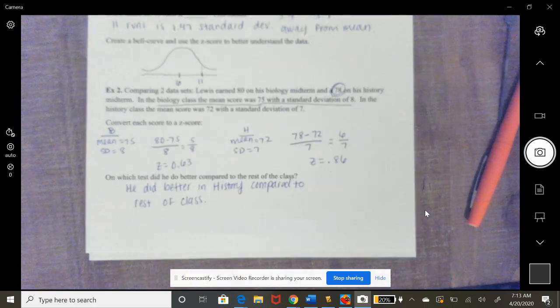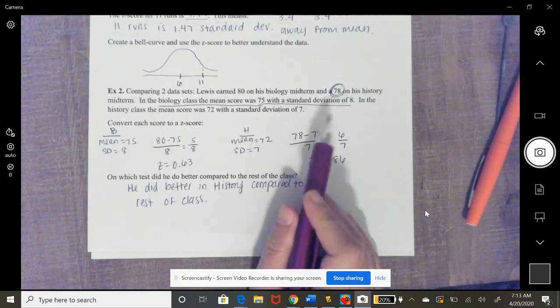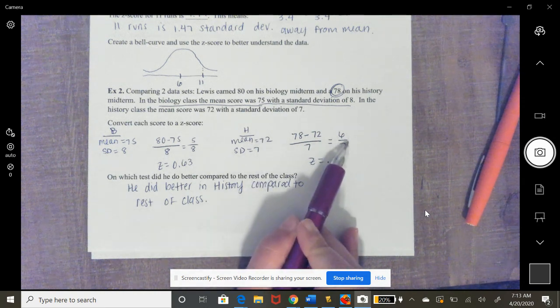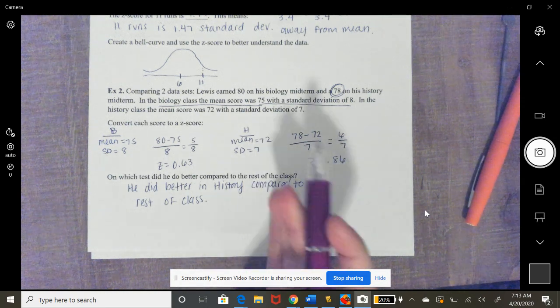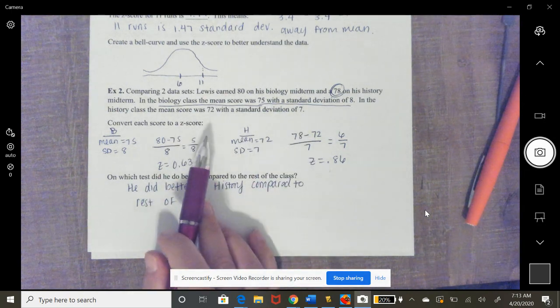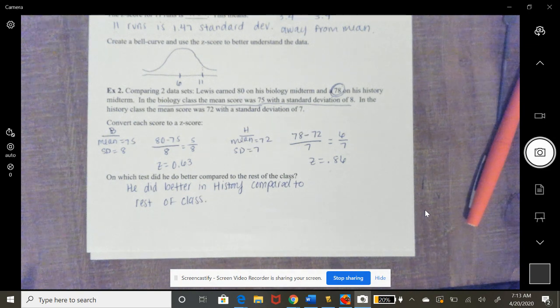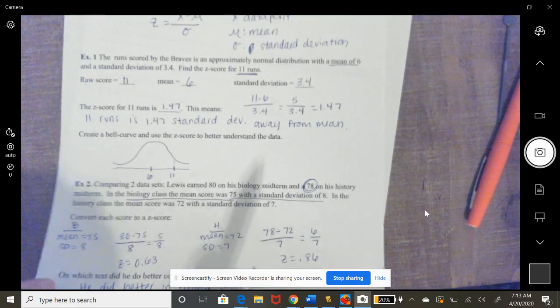Okay, and that standard deviation does matter because it tells you how spread out your values are. This one had a little bit smaller standard deviation, so the scores were closer together. This one was a little bit bigger, so some of those scores may have been more spread out than on the history one. So that's comparing, and you're just looking at their z-scores to see which one's higher, to see which one's further away. All right, and then one more.